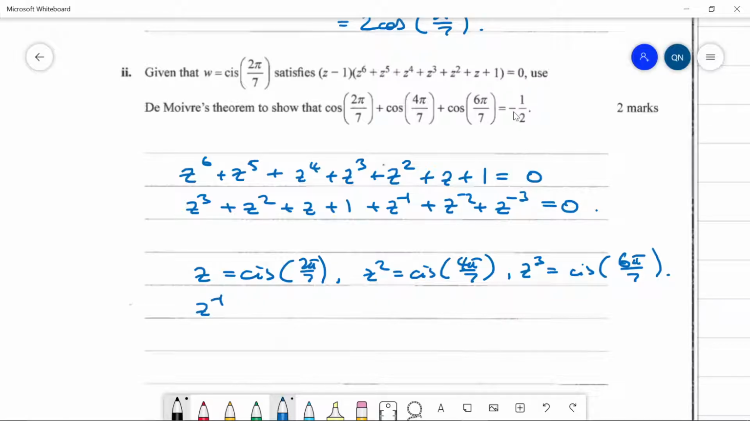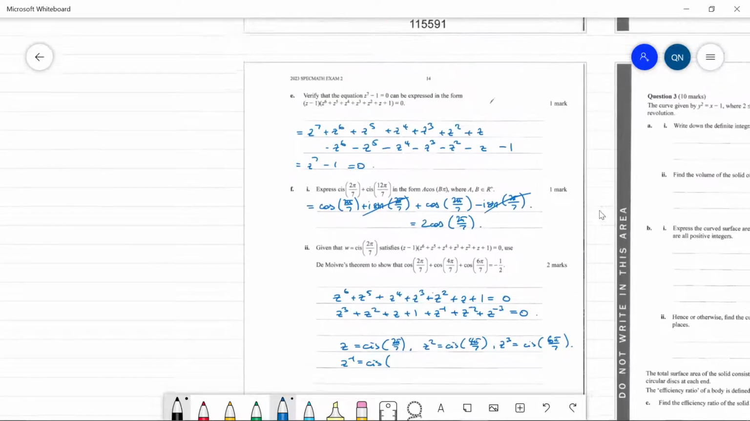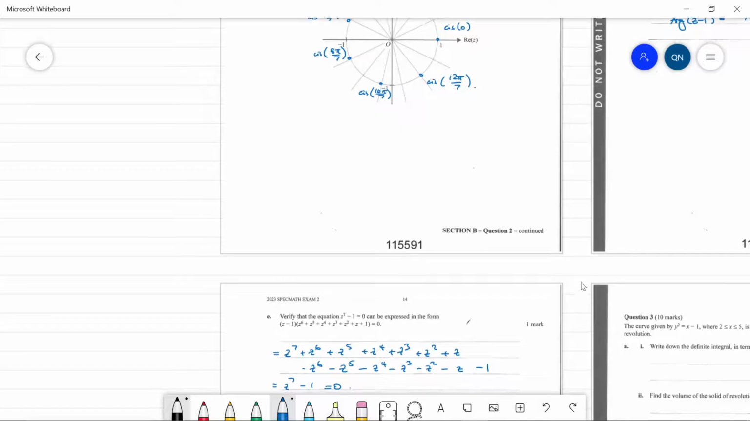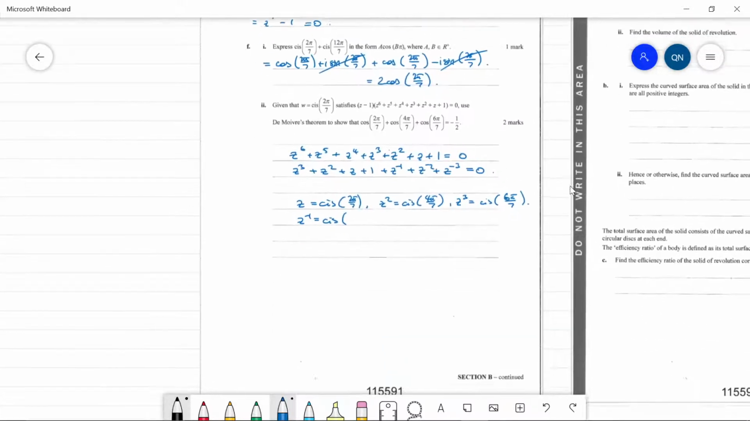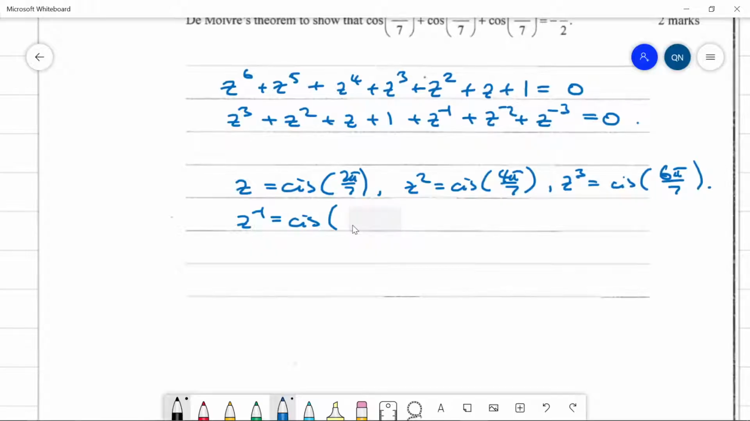Now what's z to the negative 1? It's actually cis of, what was that conjugate point there? It was 12 pi on 7, I think? Cis of 12 pi on 7, yeah. So this guy is cis of 12 pi on 7, which is the conjugate of cis of 2 pi on 7. And then you also have z to the negative 2, and that's cis of 10 pi on 7. And then z to the negative 3, that's cis of 8 pi on 7.